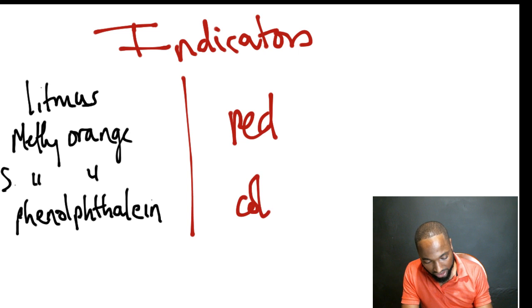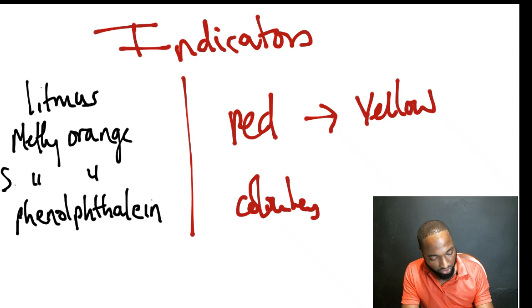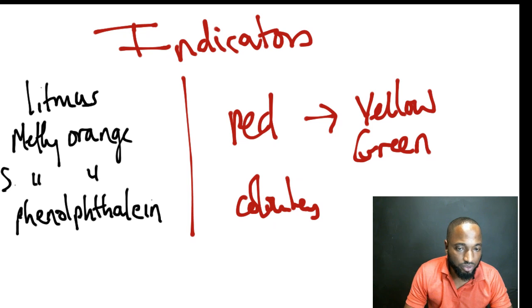This one is colorless, and these are going to go to blue. Well, litmus is easy, so I don't even need to write litmus. Blue. This one is going to yellow. The normal methyl orange goes to yellow, and the next one goes to green. So what you need to do is just Google that and make sure you have those colors down.